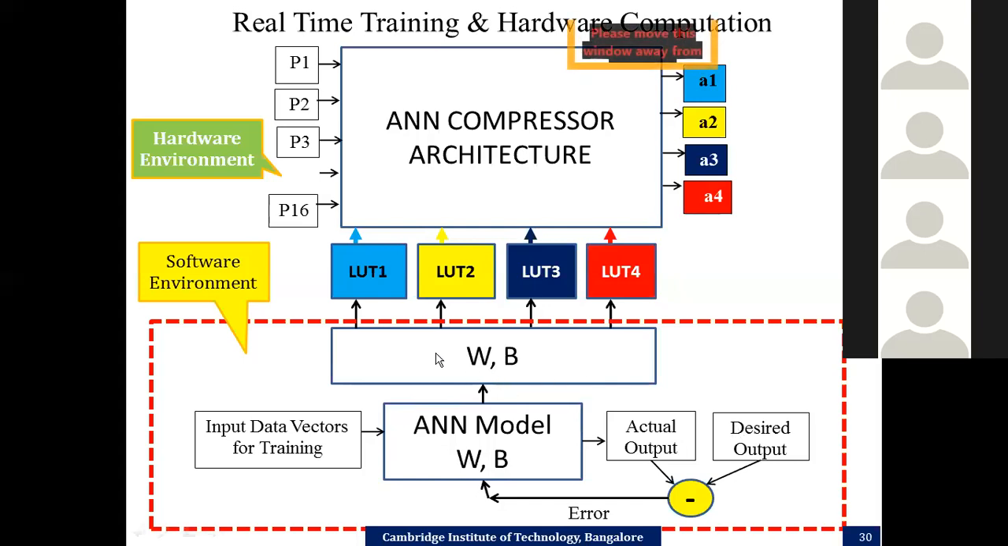Now use this software to convert those weights and biases to binary numbers and load that into LUT1, LUT2, LUT3, LUT4. Load it. Now this top portion is your hardware part. See, you cannot go for real-time hardware updation, okay, wherein training and all is a very complex process.